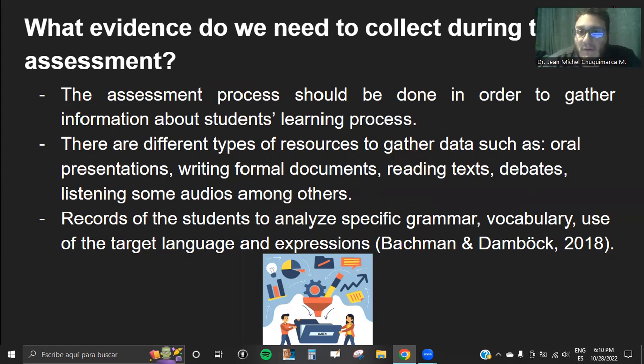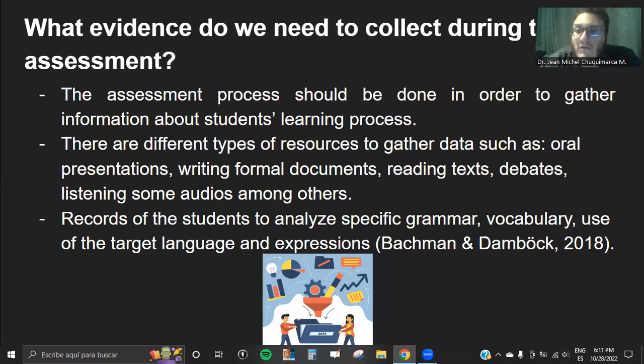There are different kinds of resources for a teacher to gather this information, such as oral presentations, debate, reading formal and informal documents, reading text and giving answers to few questions about the text, identify the types of text, listening to some audios in different accents, among other activities we as teachers know how to implement in order to improve this leveling English or the ability to speak in English in our students.